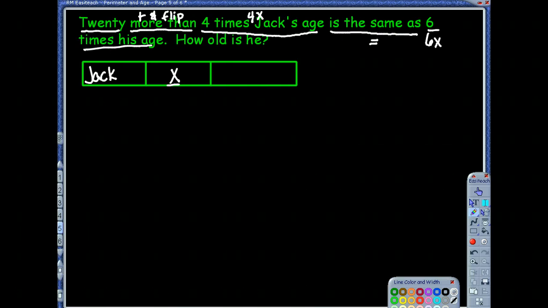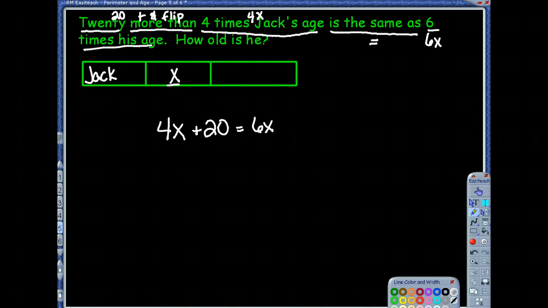Notice that we really do have an equation here. I've got my 20 that I'm adding and flipping with a 4x, and it's going to equal our 6x. So let's write that equation. Don't forget to flip. So 4x plus 20 is equal to 6x.